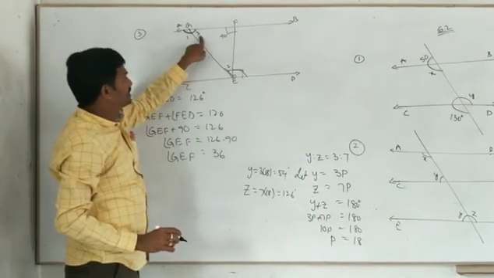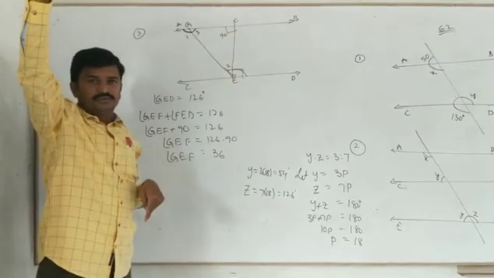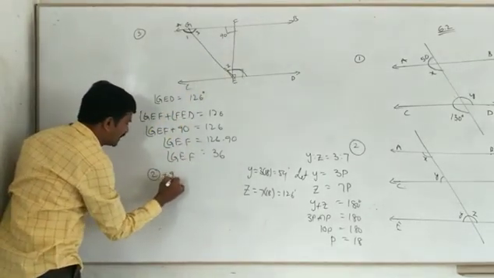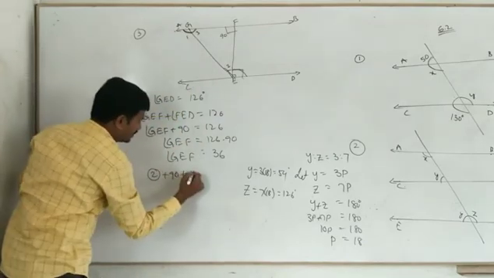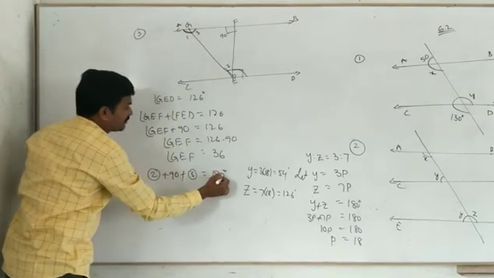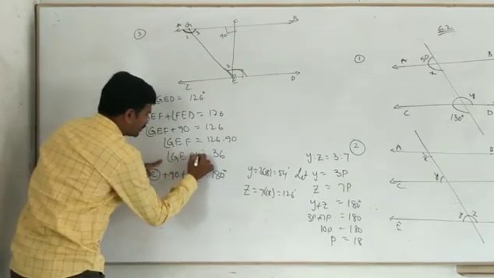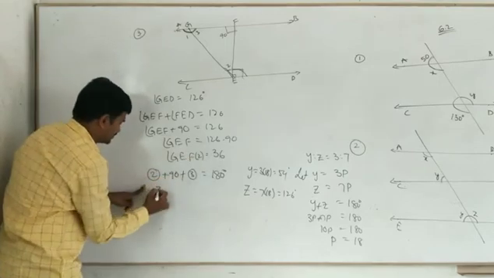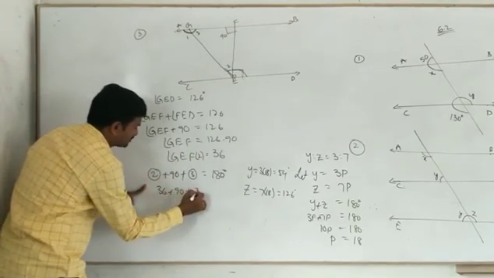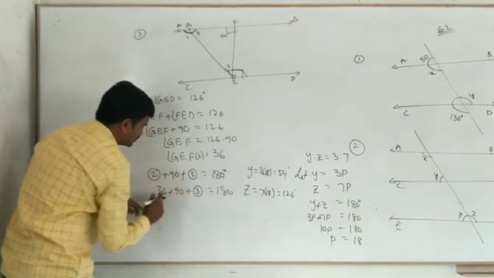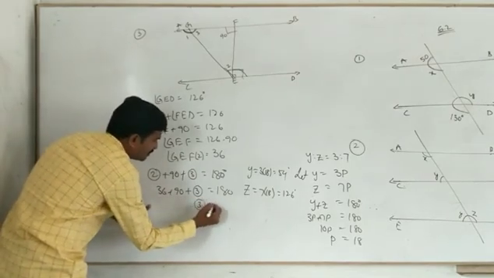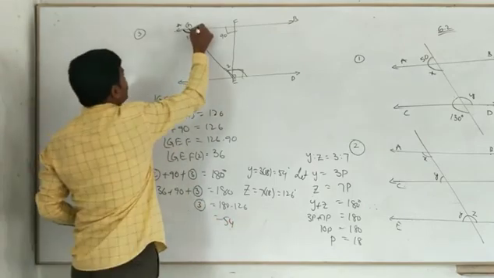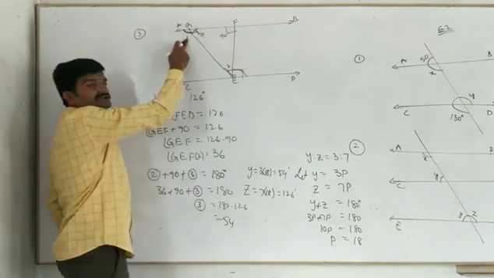The second value we got, how much? 36. So 36 plus 90 plus the third angle equals 180, or not? Angle sum property of triangle. 36 plus 90 plus the third equals 180. This is 126 now. Therefore the third equals how much? 180 minus 126, that equals 54. So this value is 54. If it is 54, this is 126, or not?